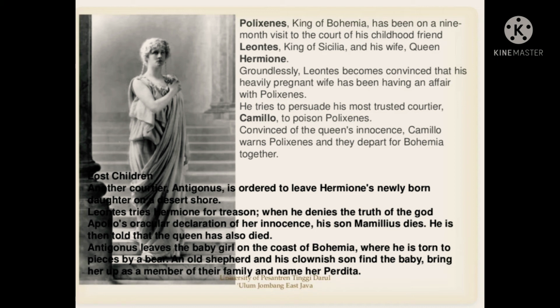He tries to persuade his most trusted courtier, Camillo, to poison Polyxenes. Convinced of the queen's innocence, Camillo warns Polyxenes and they depart for Bohemia together. Their courtier Antigonus is ordered to leave Hermione's newly born daughter on a desert shore. Leontes tries Hermione for treason when he denies the truth of the god Apollo's oracle declaration of her innocence. His son Mamilius dies, because the oracle told him that if he doesn't accept Hermione, he won't get any heir to his throne.